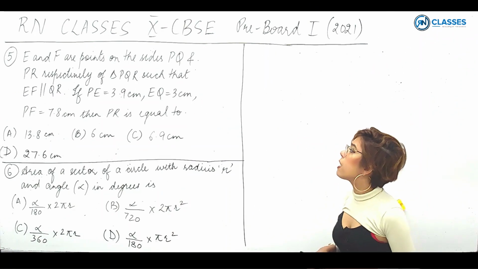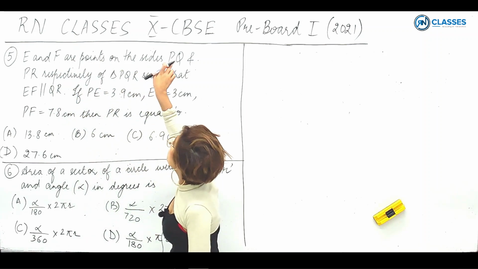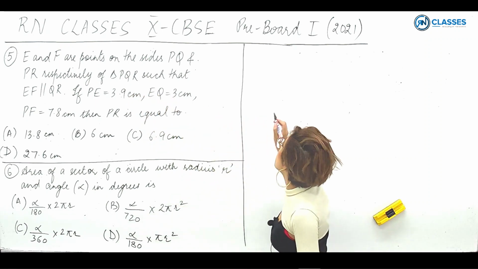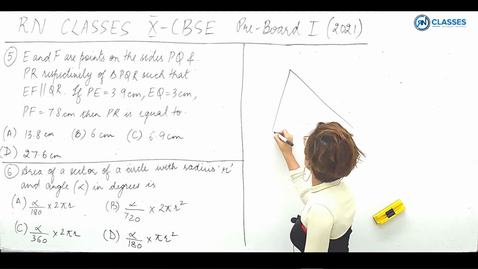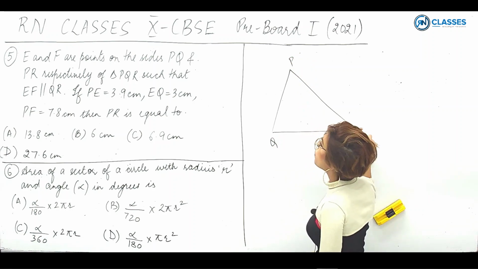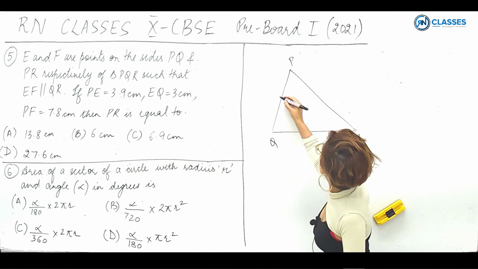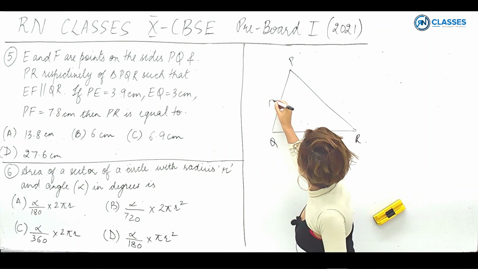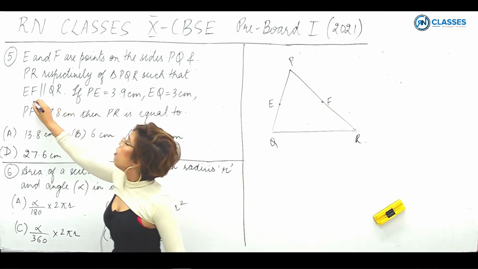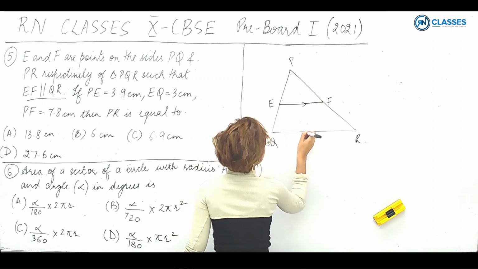That means option C is the correct one. Alright, on to the next question. It says E and F are points on the sides PQ and PR, respectively, of triangle PQR. So let me make my triangle first. Triangle PQR. Now E is on PQ and F is on PR. Suppose this is my E and this is my F. Now these points are such that EF is parallel to QR.